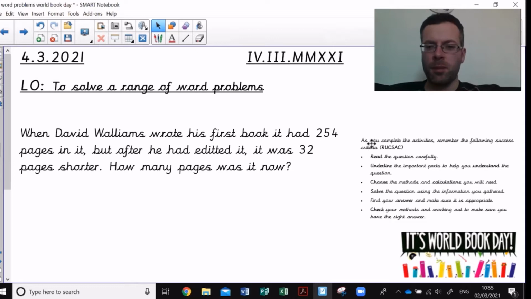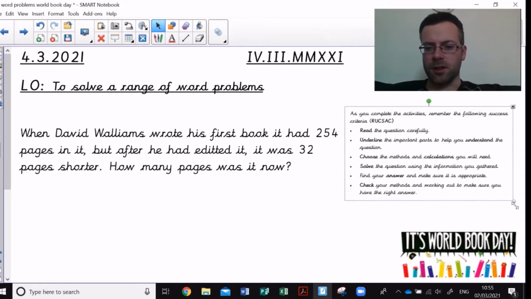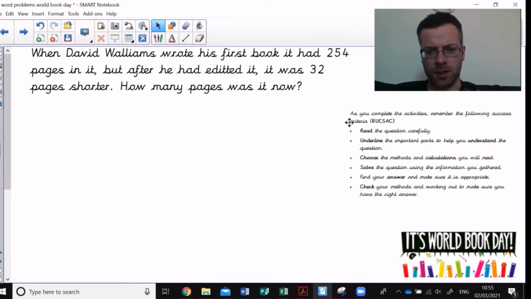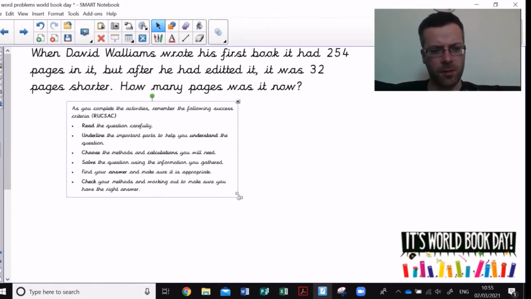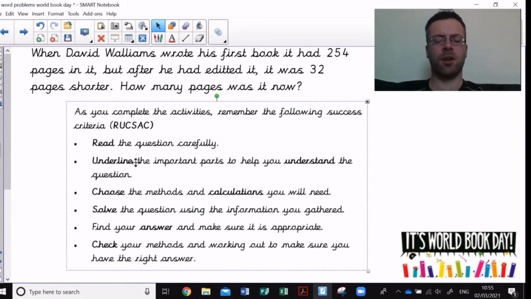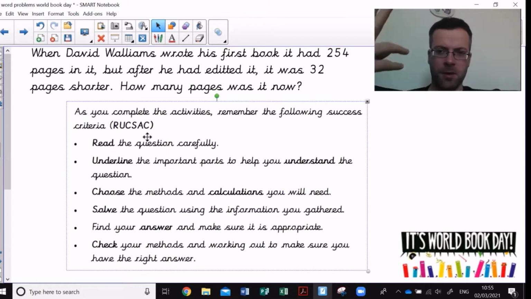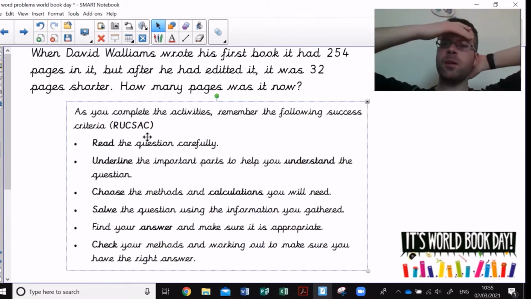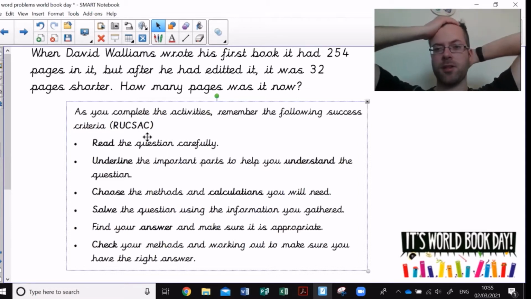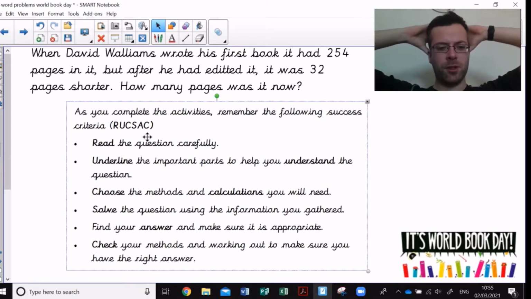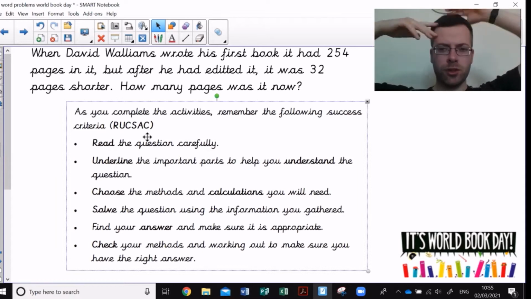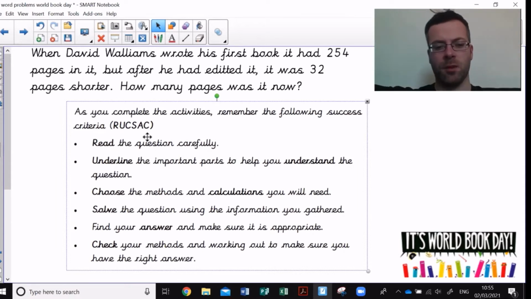For all of the word problems we do today, I want us to think about this success criteria. I appreciate that might be quite small, so let me make it big for a minute. With every question, we're going to read the question carefully, and might want to do that twice. We're going to underline the important parts to help us understand the question. Then we're going to choose the methods and calculations we'll need to answer it. We're going to solve the question using the information we've gathered. We're going to find our answer, make sure it's appropriate, and then check the methods and the working out to make sure we have the right answer.